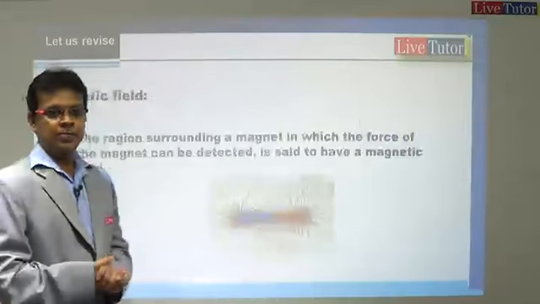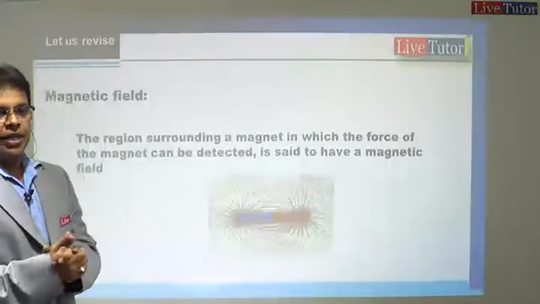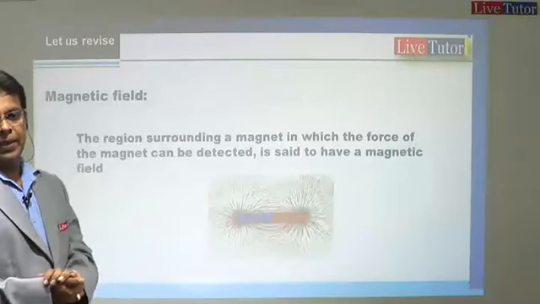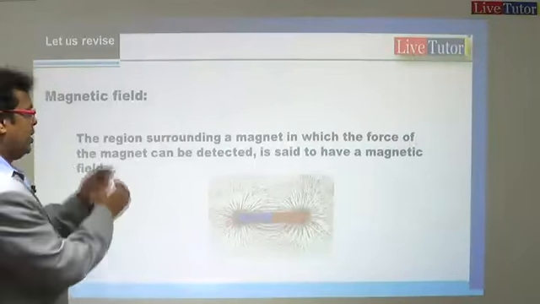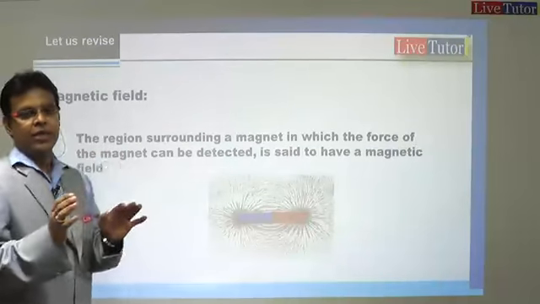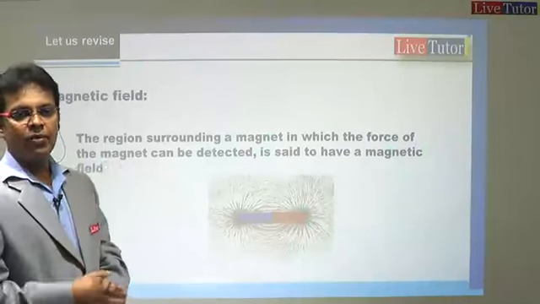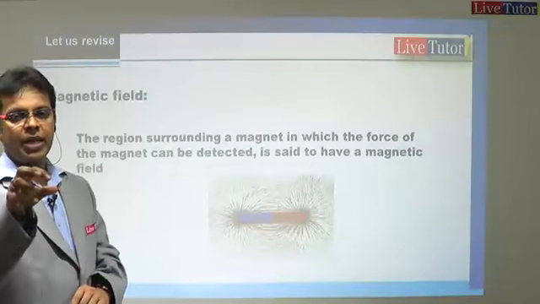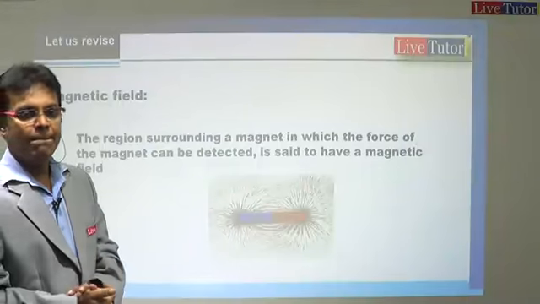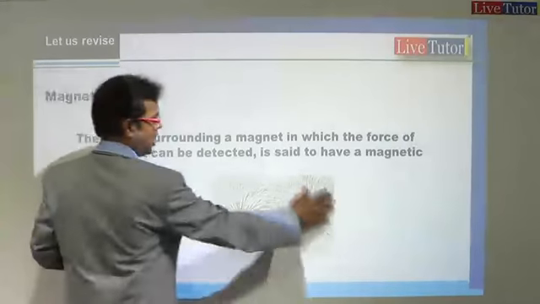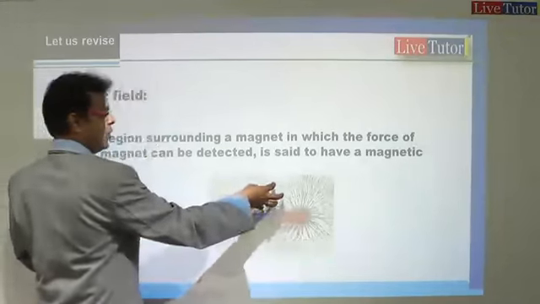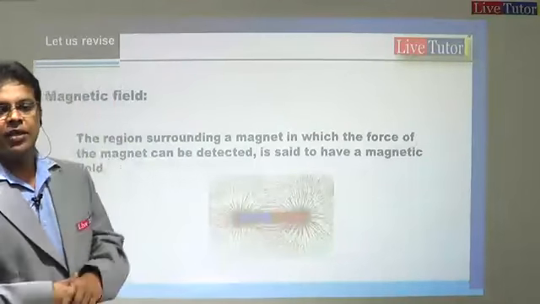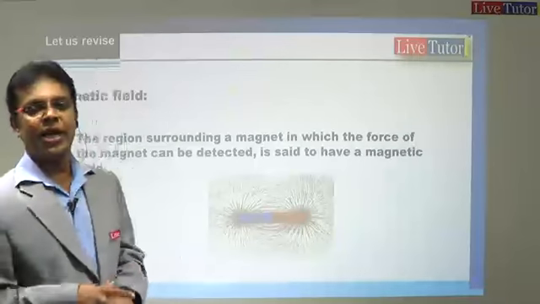And then the next one, the definition. After learning about the magnetic field, you have to define what a magnetic field is. The point is this: the region surrounding a magnet in which the force of the magnet can be detected is said to have a magnetic field. This is the region around this magnet. How can the force due to this magnet be felt? Can you tell me? How can you detect that magnetic field?